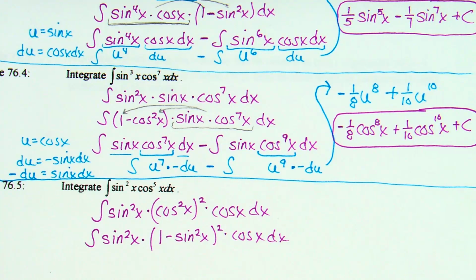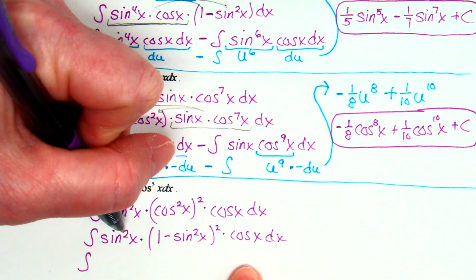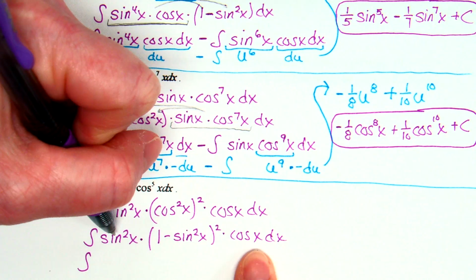Those two have to be FOILed, which is why I wrote that up there on the board. So my recommendation, first of all: what do we have here outside of that FOILing? A sine squared and a cosine, correct? I'm going to pull those two and put them next to each other. So I have a sine squared x, cosine x. And then I'm going to FOIL.